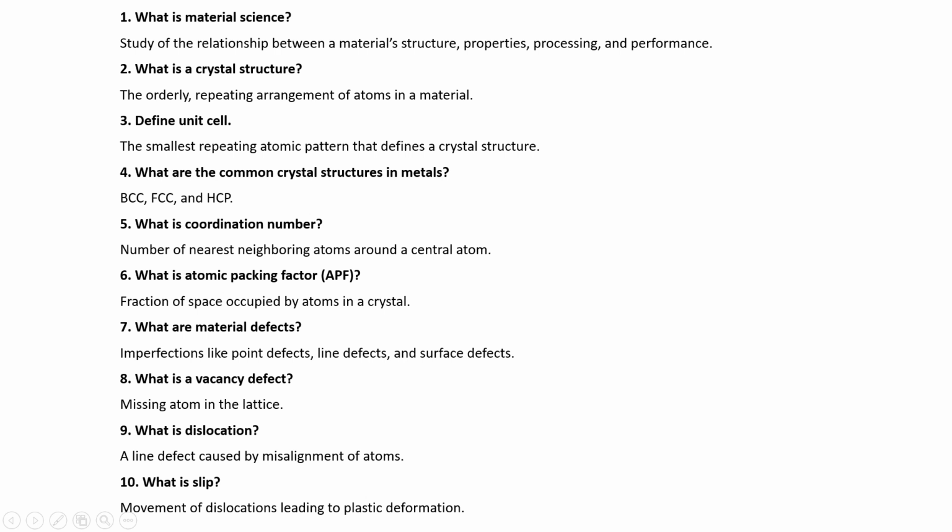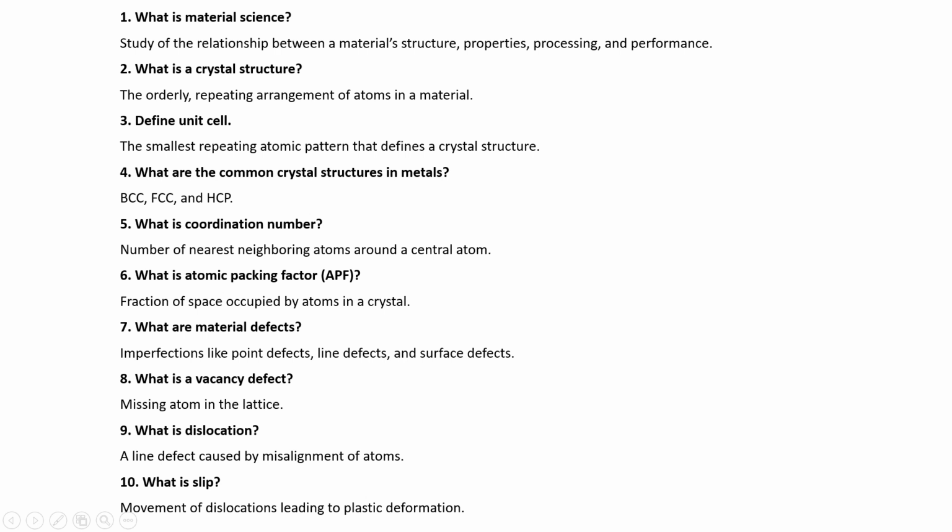4. What are the common crystal structures in metals? BCC, FCC, and HCP. 5. What is coordination number? Number of nearest neighboring atoms around a central atom. 6. What is atomic packing factor, APF? Fraction of space occupied by atoms in a crystal.